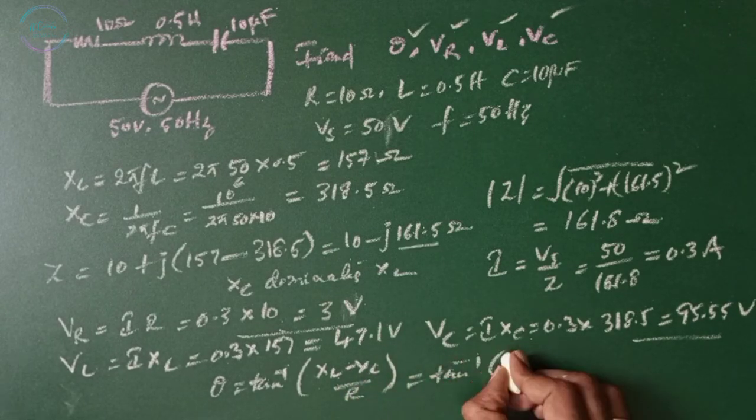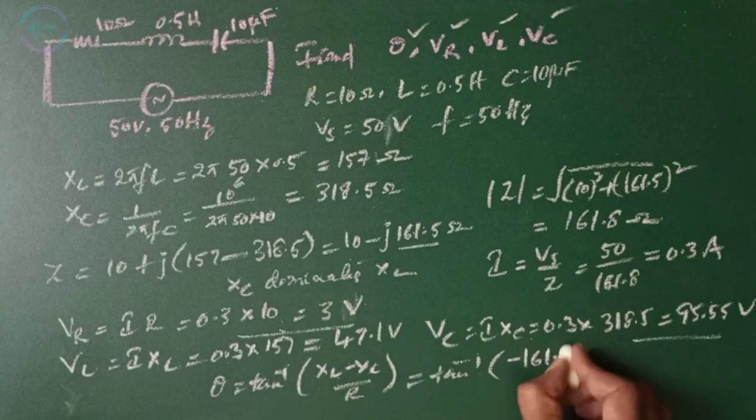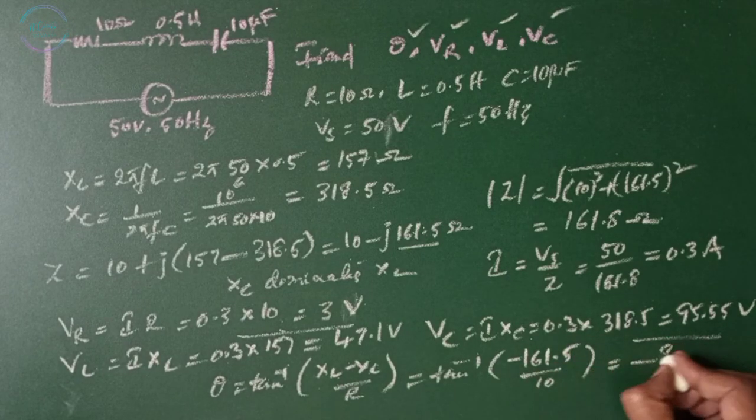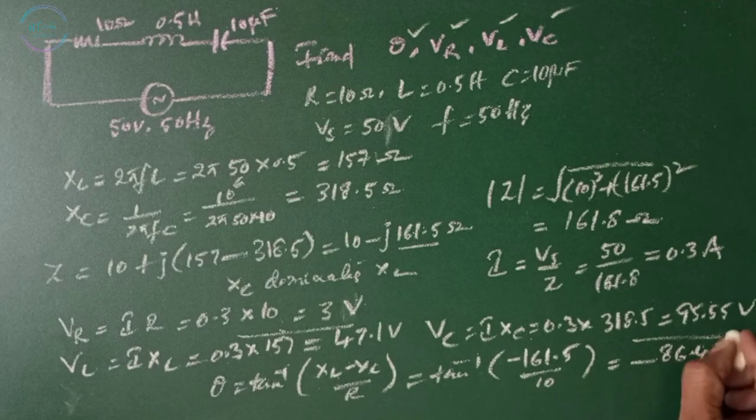Now phase angle theta equals tan inverse of XL minus XC divided by R, that equals tan inverse of minus 161.5 divided by R, which is 10. This value equals minus 86.45 degrees. This is our phase angle.